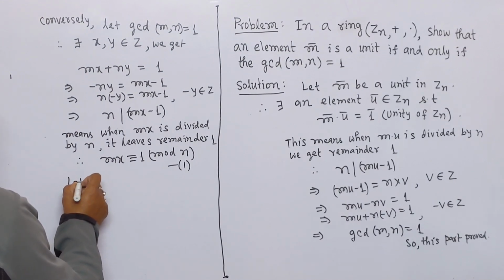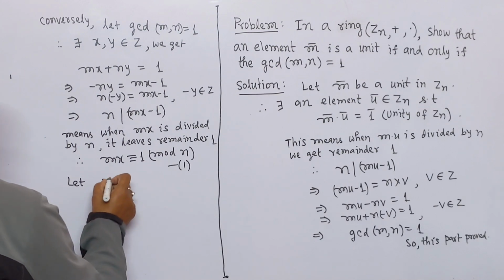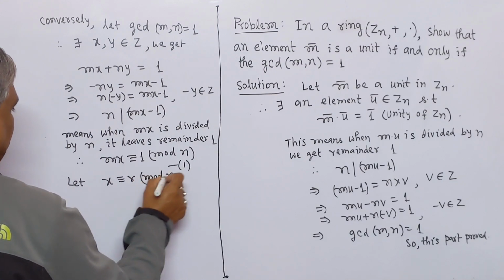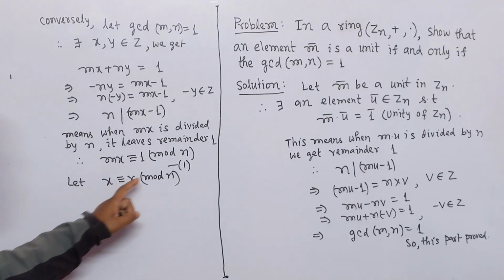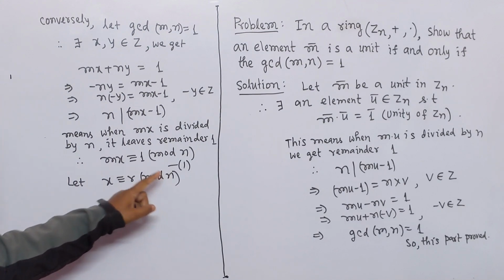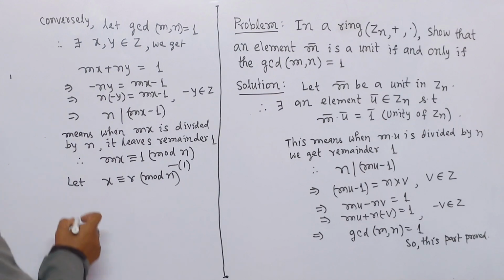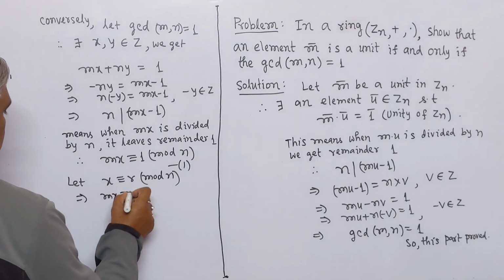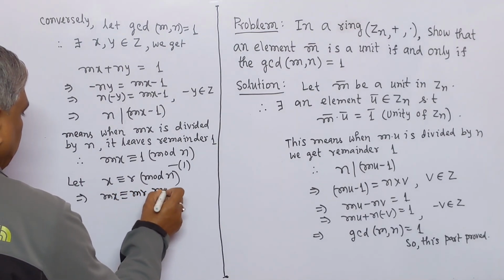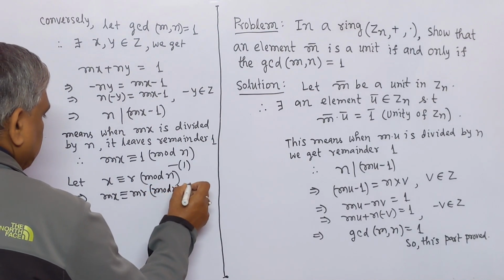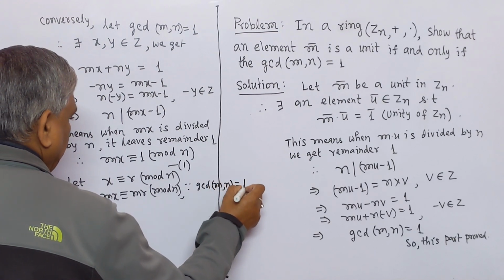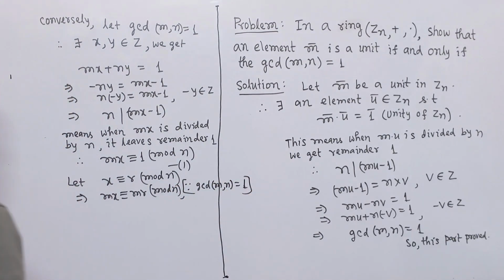Let x be congruent to r modulo n. This means when x is divided by n, it leaves remainder r. This implies that mx is congruent to mr modulo n, since GCD of m and n equals 1. Only for this reason are we able to multiply m on both sides.